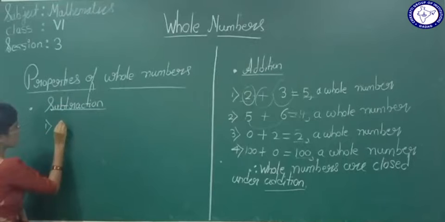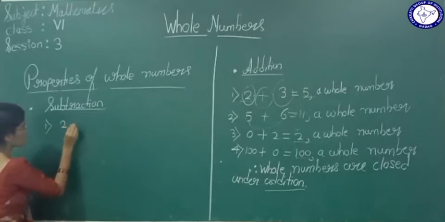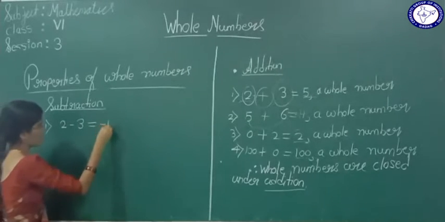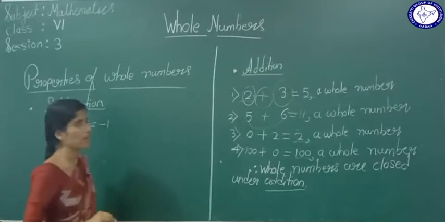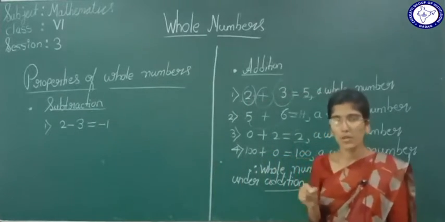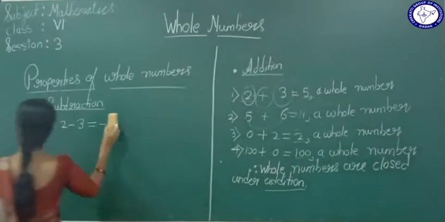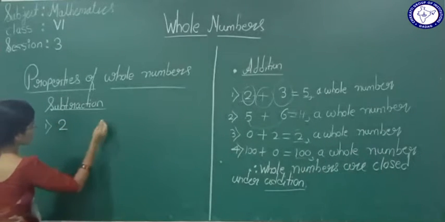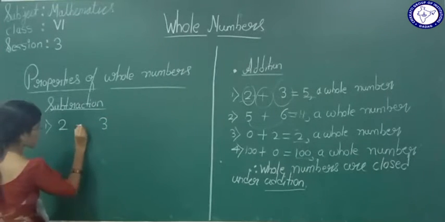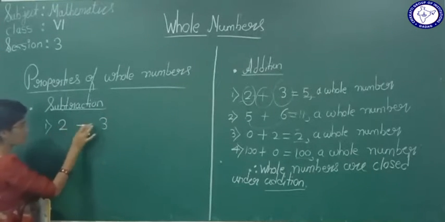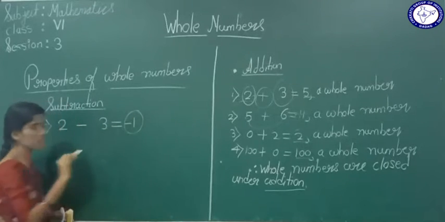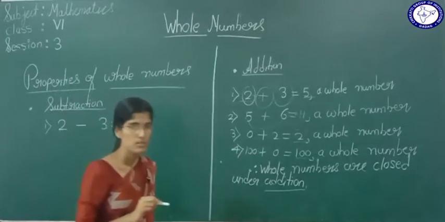See here. 2 minus 3 is equal to minus 1. Tell me, is minus 1 a whole number? Now see, I took two whole numbers. 2 is a whole number, 3 is a whole number, right? I will subtract them now. 2 minus 3 we will get minus 1. Is minus 1 a whole number?